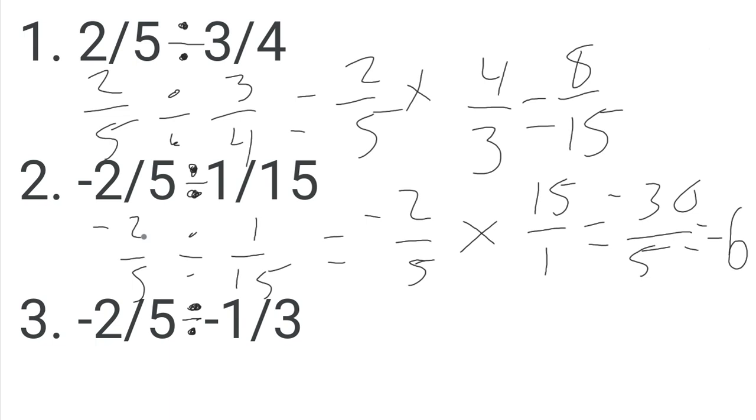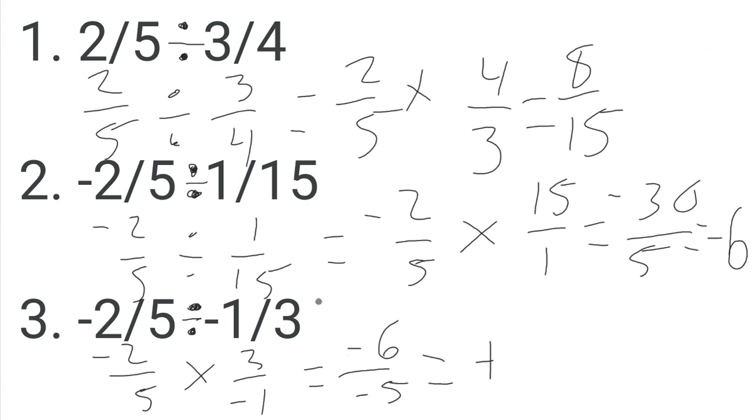So I'm going to keep this first fraction, change it to multiplication, and then flip the second fraction. Then I have negative 2 times 3, which is negative 6. And then 5 times negative 1, which is negative 5. I have two negatives in the same fraction, so that's going to change to a positive because two negatives make a positive.